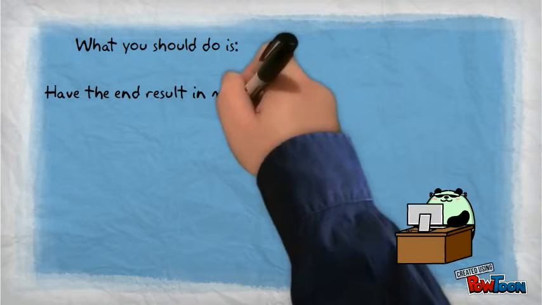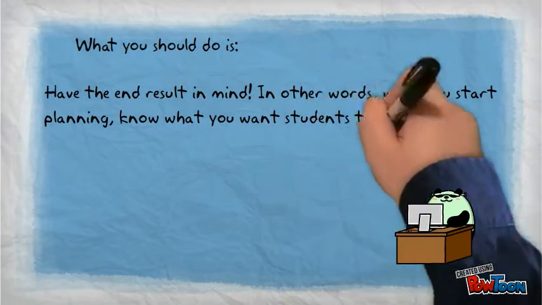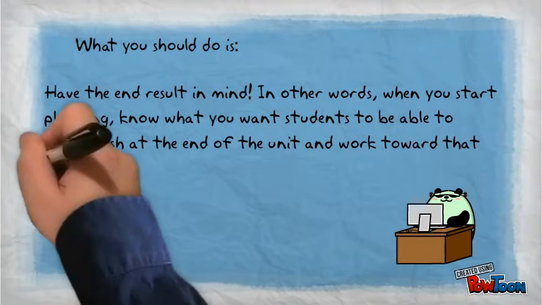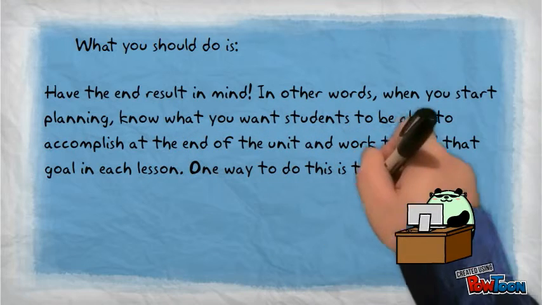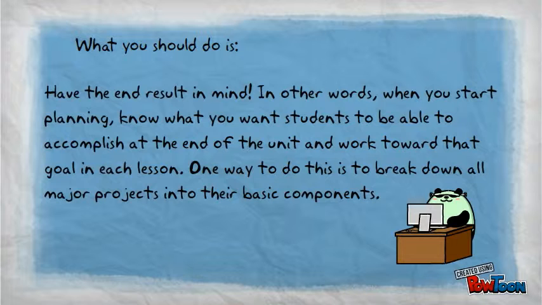What you should do is have the end result in mind. In other words, when you start planning, know what you want your students to be able to accomplish at the end of the unit and work toward that goal in each lesson. One way to do this is to break down all major projects into their basic components.